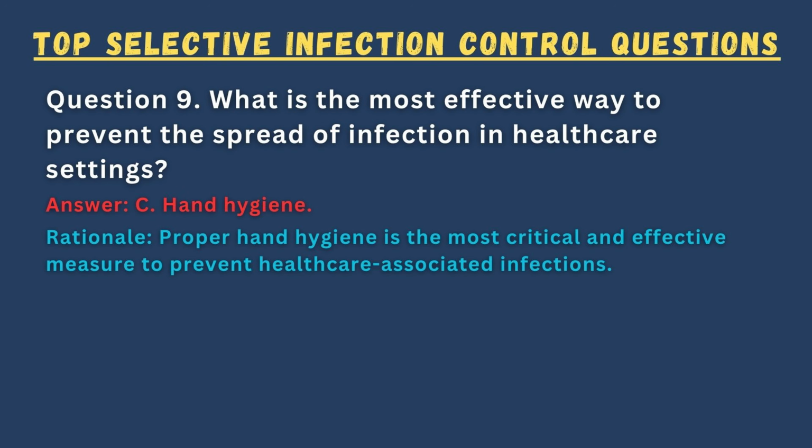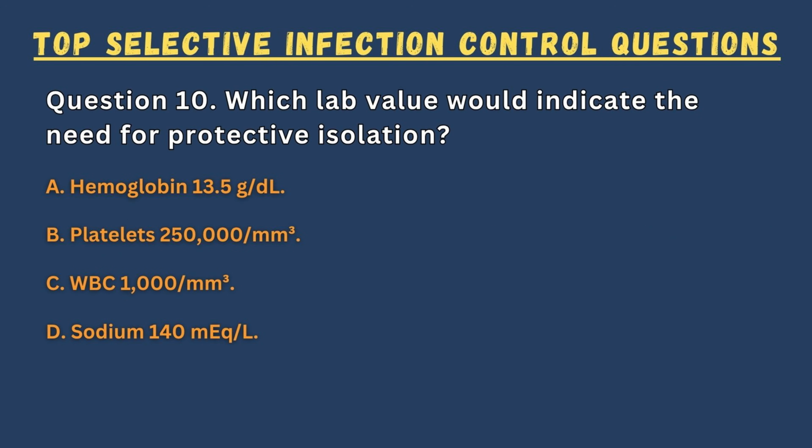Question 10. Which lab value would indicate the need for protective isolation? A. Hemoglobin 13.5 g/dL. B. Platelets 250,000/mm³. C. WBC 1,000/mm³. D. Sodium 140 mEq/L.